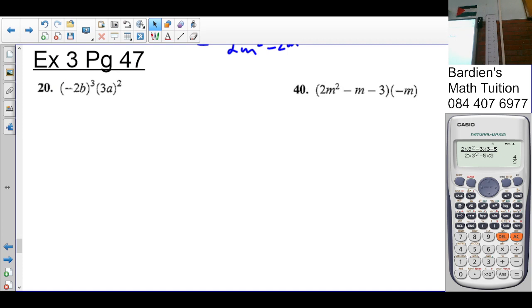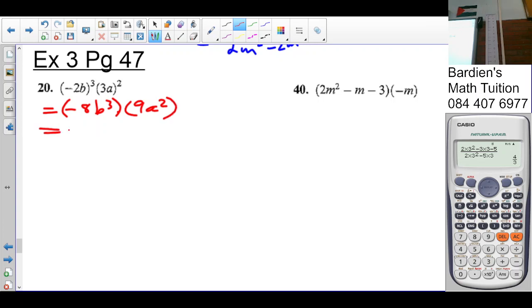Number 20. So that will be negative 2 cubed is 8b cubed times 3 squared is 9a squared. Negative times positive is negative. 9 times 8 is 72 b cubed a squared, or negative 72a squared b cubed.